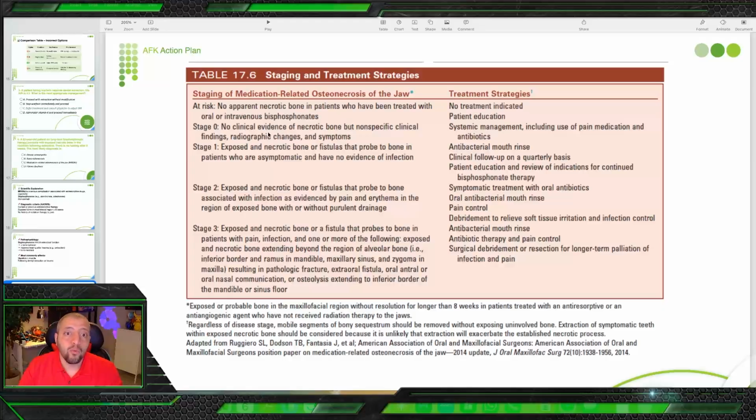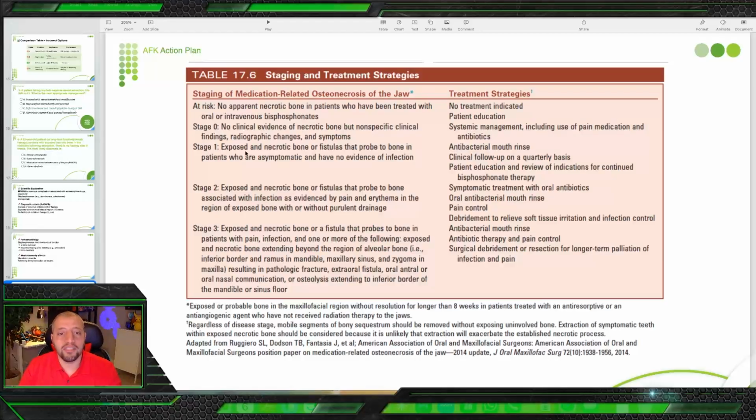The patient comes later. Evidence of necrotic bone, non-specific clinical findings, radiographic change, maybe some lucency, some symptoms here. So again, just pain medication, and antibiotic if he has systemic manifestation or is immunocompromised. Other than that, we don't jump to antibiotic. Okay, let's go to the real deal, stage 1, 2, and 3.